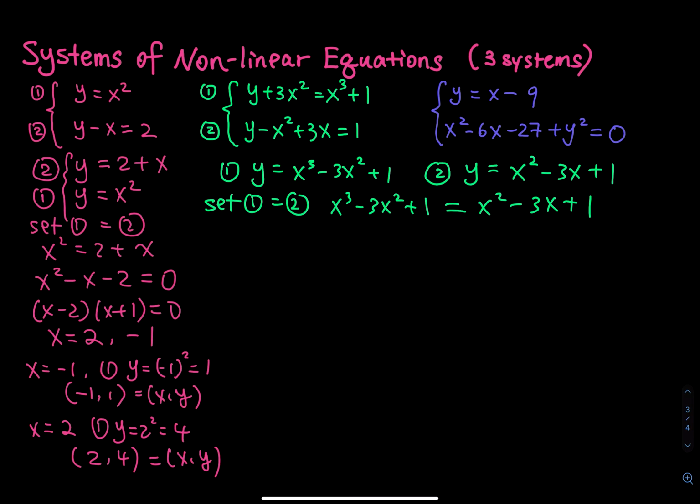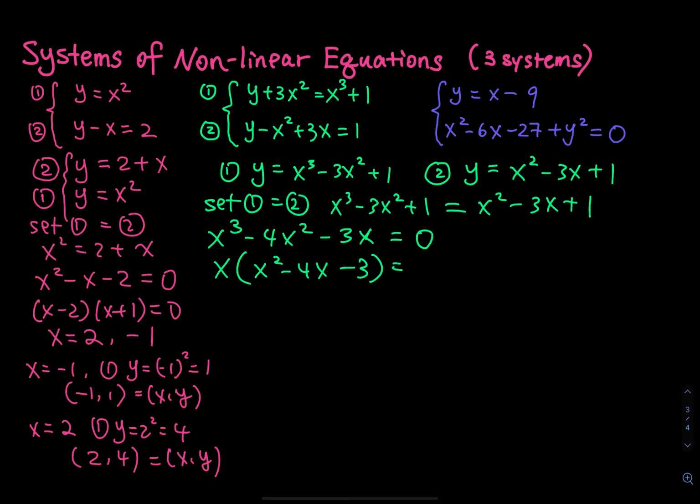We will move all the terms to the left hand side. So the third power cannot be simplified. And then the second power, you have negative 3 minus 1, that equals negative 4x squared. And then the first power is minus 3x. And then the constant, 1 minus 1 equals 0. So there is no constant term. That means I can factor 1x out. So this is x times x squared minus 4x minus 3 equals 0.